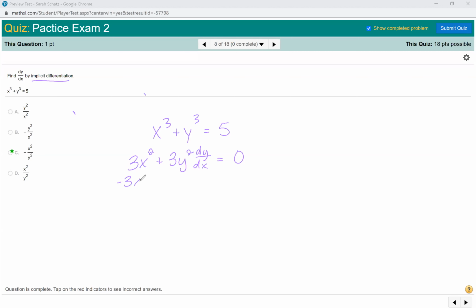So you're going to subtract 3x squared from both sides and get 3y squared dy dx equals -3x squared. Divide both sides now by 3y squared and get that dy dx equals, let's see, what would that be? -x squared over y squared.